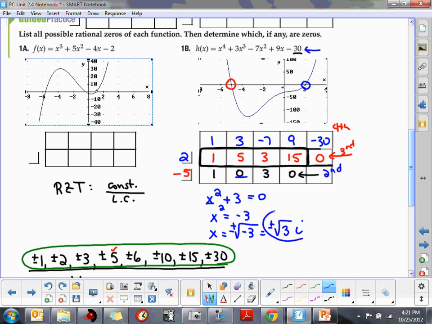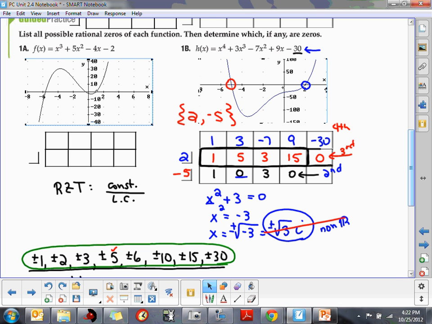But the problem with this is it's not real. So this is a non-real solution, and all we're after are the rationals. So the only 2 rational zeros of this function are 2 and -5. So 2 and -5 are the only rational zeros. The others are going to be complex solutions, and we're going to disregard those for right now because our directions don't ask us to find those.